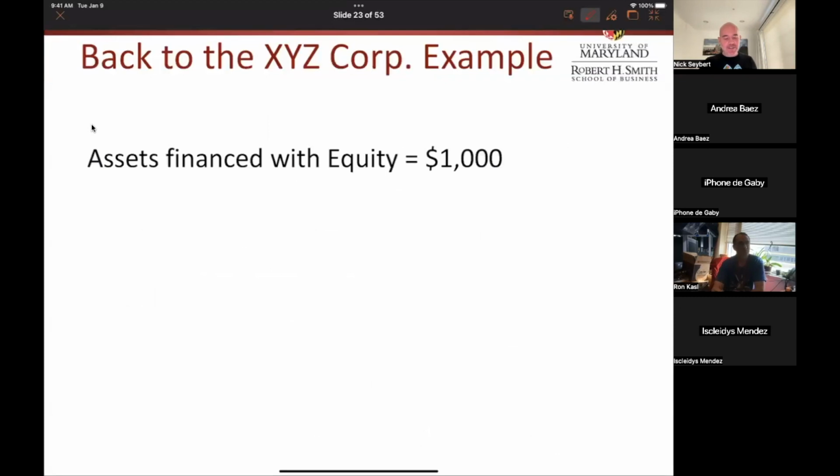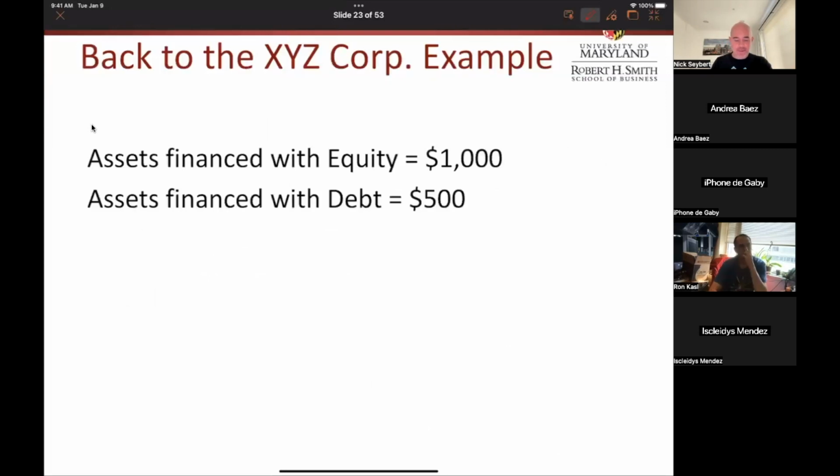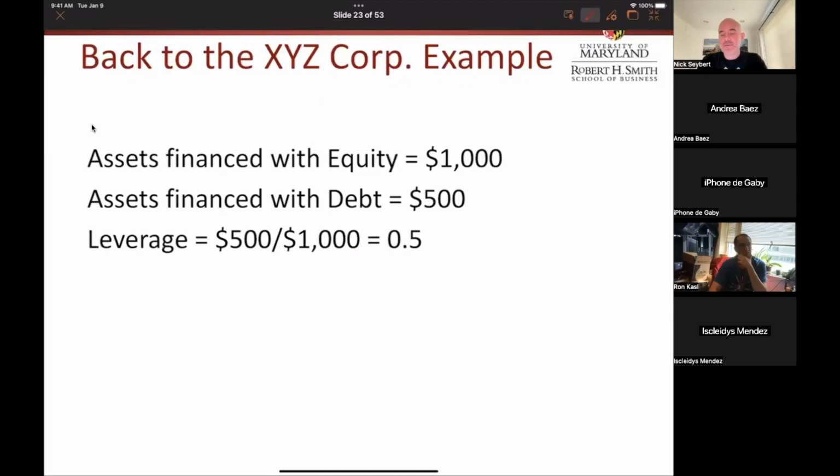In this simple example, we had $1,000 of assets financed with equity, right? Then remember, the second year they took out $500 in debt. So $500 of assets financed with debt. So our leverage is debt divided by equity, or 500 over 1,000, 0.5. So our leverage ratio, debt to equity, is 50%.